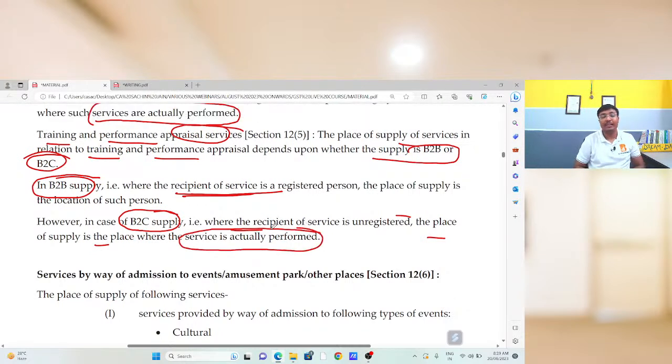Suppose I am going to provide the training services online, and you all are unregistered persons. In that case, the place where I actually perform the services is the office of Batuk Consultancy and Networking Private Limited, situated in Jodhpur, Rajasthan. So the place of supply will be Rajasthan, and CGST and SGST should be charged. That is the importance of training and performance related services. When the recipient is registered, the location of the recipient is the place of supply. When the recipient is not registered, the place where the service is actually performed is the place of supply. That is the scenario.